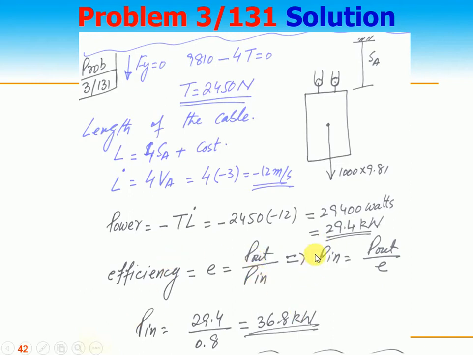this should be equal to P in is equal to P out by E. And we just get P in is equal to 29.4 divided by 0.8, which is 36.8 kilowatts. That power is to be given by the motor, such that it delivers a power of 29.4 kilowatts, which is being required.